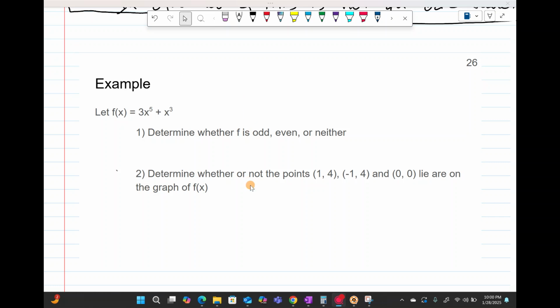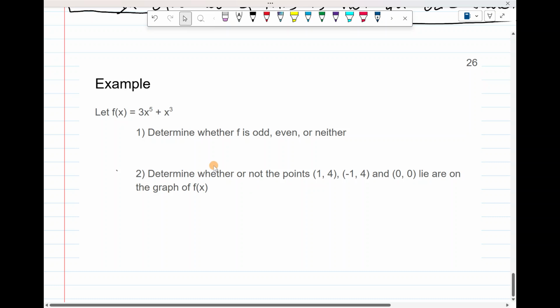In this video, we are going to look at the equation f of x equals 3x to the fifth plus x to the third. And we are going to use that equation to decide whether or not the function f is odd, even, or neither. And we're also going to determine whether certain points lie on the graph or not. And we're going to do all of this algebraically.